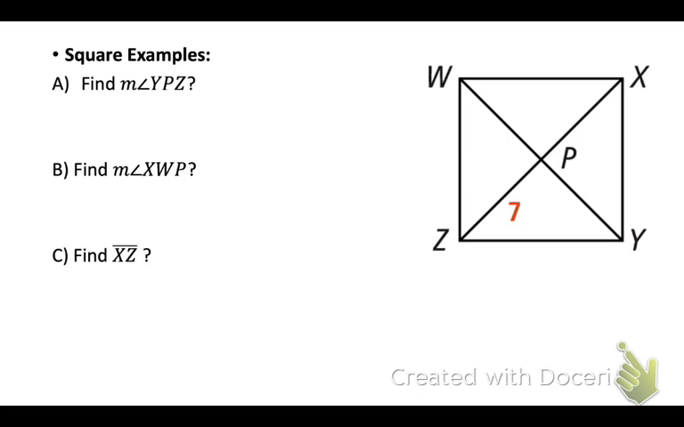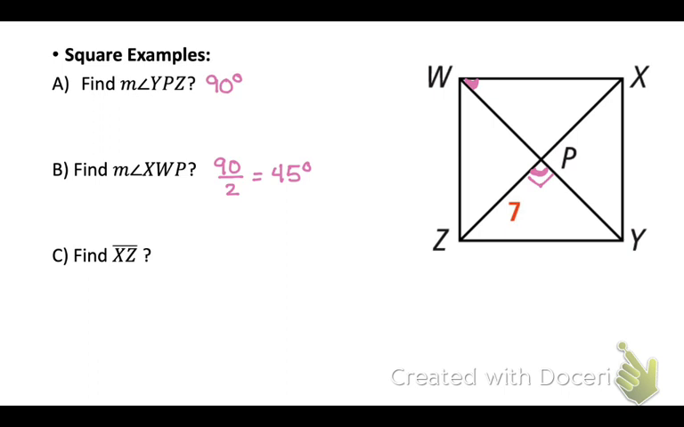Okay, YPZ. 90. Because it has the same properties of a rectangle and a rhombus, and that says the diagonals meet at a 90-degree angle. XWP. 45. Why? Because it's half of 90, because it's bisected, right? So write 90 over 2 so you know where the 45 degrees came from. And don't forget your degree. I took a lot of half points off for degrees, guys.